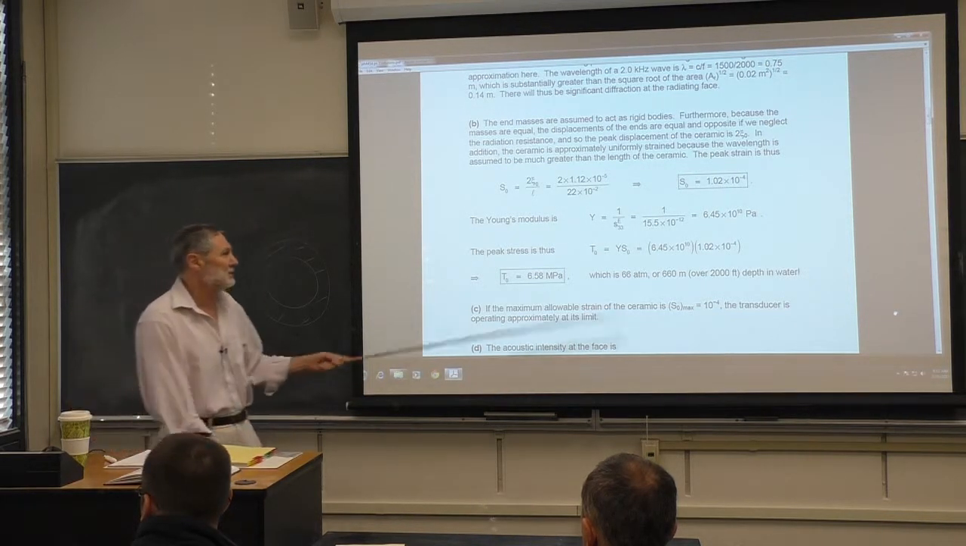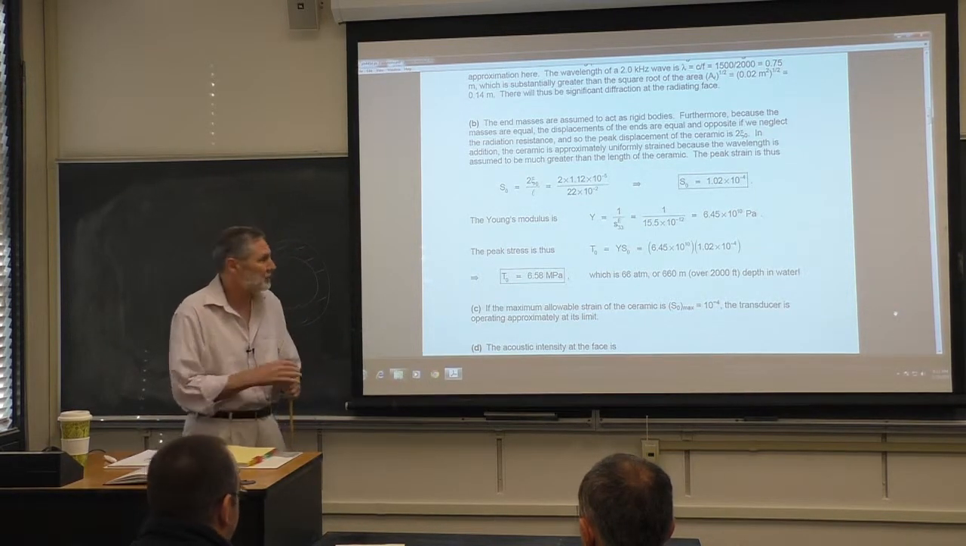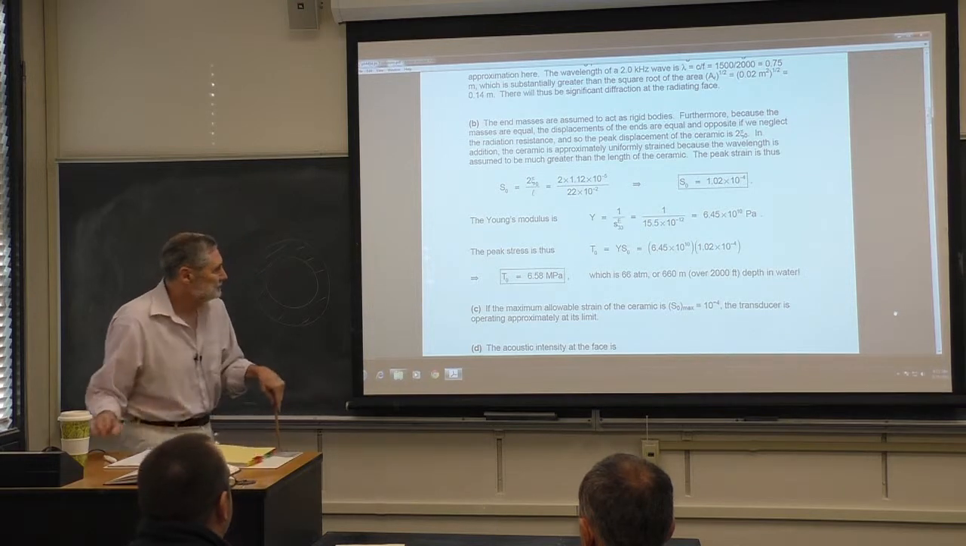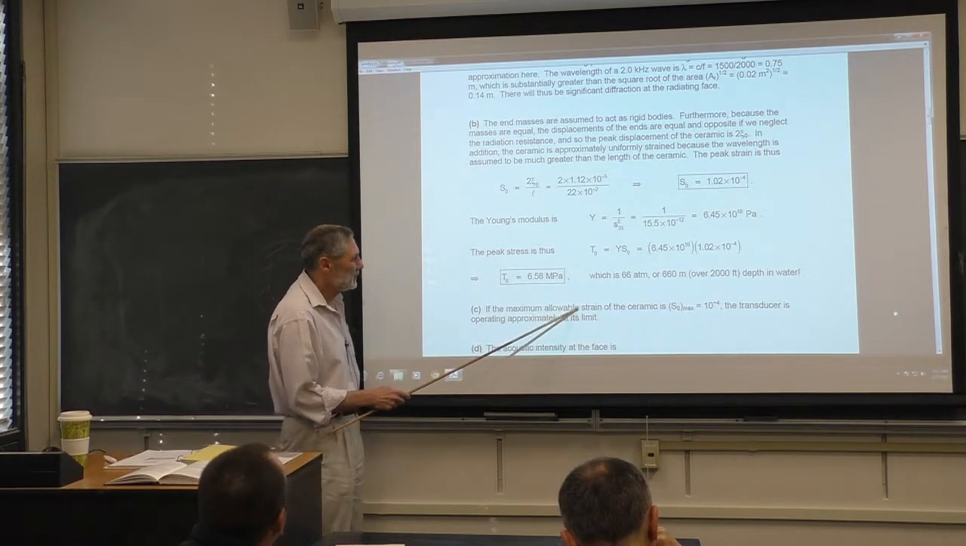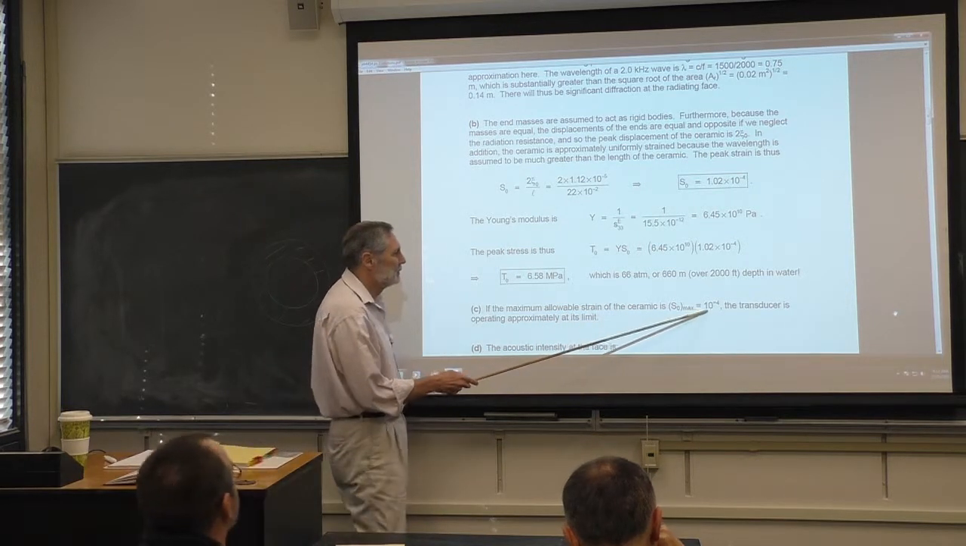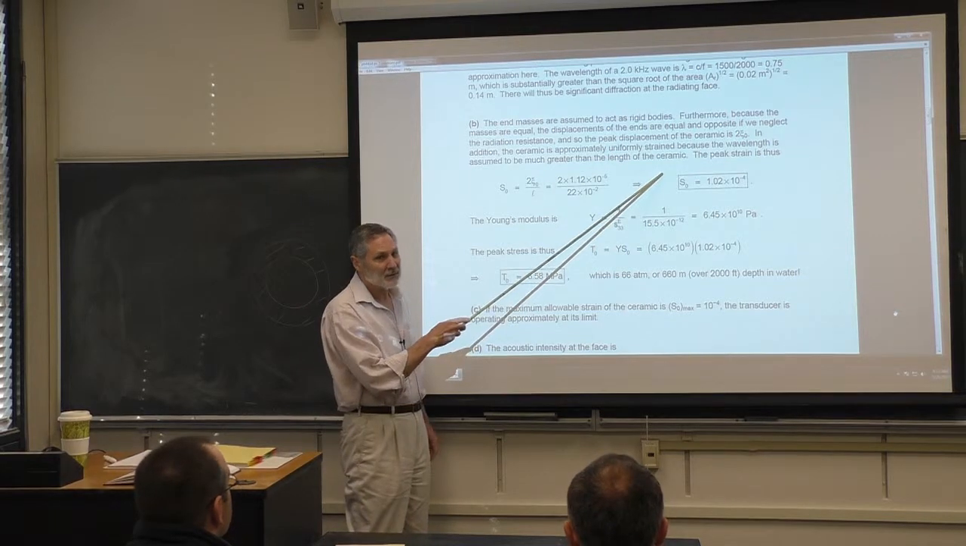So anyway, this is a lot. I just want to tell you this is a lot of pressure here. Now, for part C, if the maximum allowable strain is 10 to the minus fourth, you can see that this is operating right there, right?